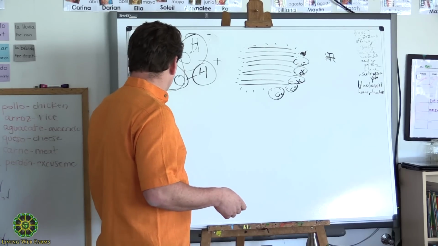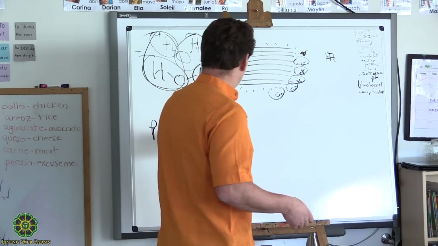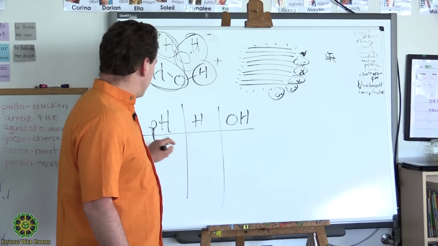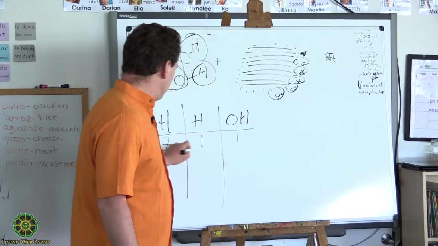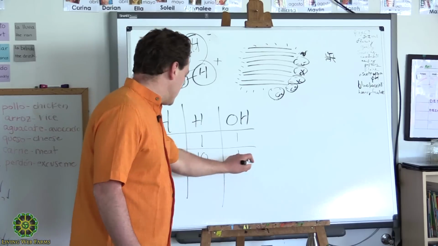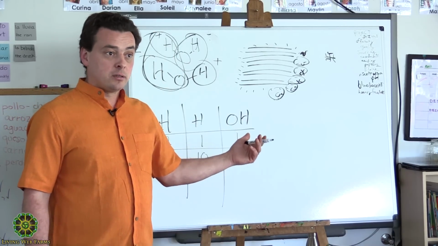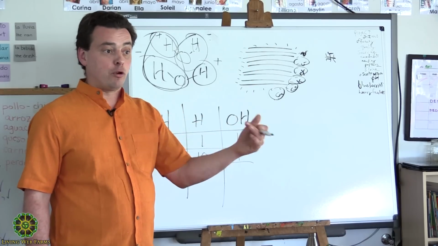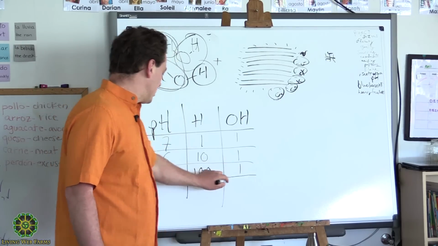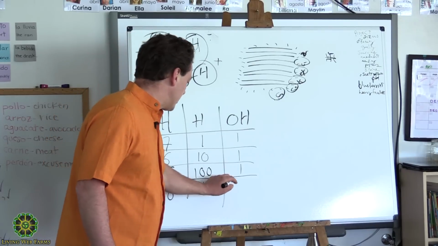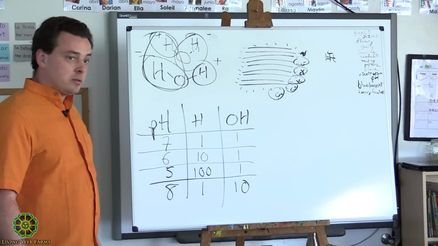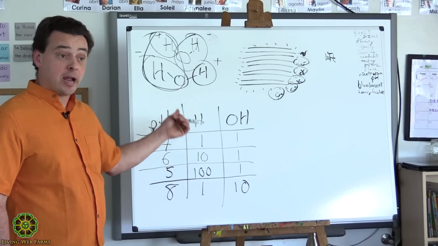So pH, technically, is the inverse logarithm of the hydronium to the hydroxyl ions. A pH of 7 means there's 1 H for every 1 OH. A pH of 6 means there's 10 H's for every 1 OH. It's a logarithmic scale, like the Richter scale. An earthquake that's a 4 is 10 times stronger than an earthquake that's a 3. A pH of 5 means there's 100 H's for every 1 OH. A pH of 8 means there's 1 H for every 10 OH's, right? See how that works? 7's the middle. This is technically, as I understand it, what pH actually is.